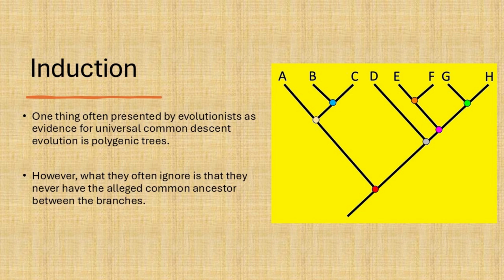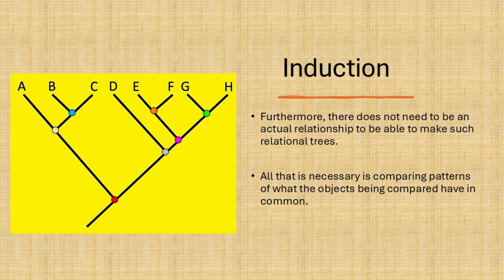One thing often presented by evolutionists as evidence for universal common descent is polygenic trees. However, what they often ignore is that they never have the alleged common ancestor between the branches. Furthermore, there does not need to be an actual relationship to be able to make such relational trees. All that is necessary is comparing patterns of what the objects being compared have in common.